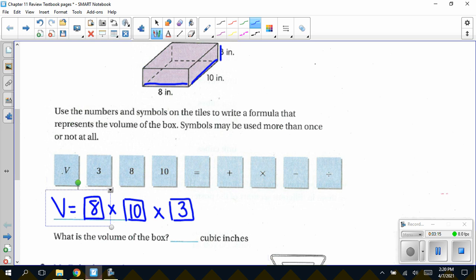And then the last step is we have to find the volume of this box. So when I multiply 8 times 3, I know that that equals 24. And then 24 times 10 gives me 240. And that would be in cubic inches. So for your test, that will be a question that's worth 4 points.